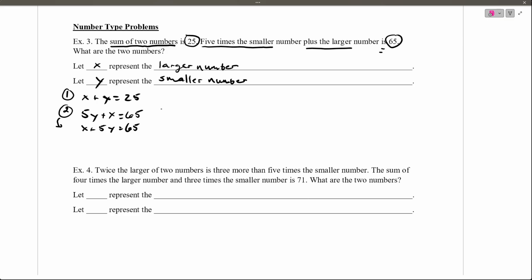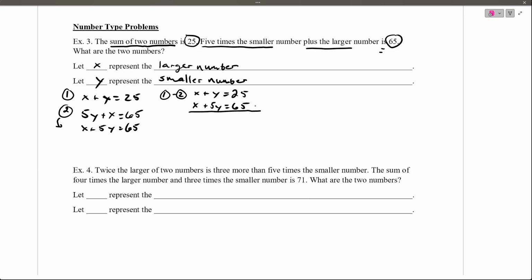Okay, so what kind of math do we need to do here? We need to get rid of one of the variables. So which ones have the matching coefficients? The x's do. And they're the same size, or the same sign, so we are going to subtract them. So we're going to say 1 subtract 2. That's what we're doing over here. So we have x plus y is equal to 25. And below that we have x plus 5y is equal to 65.